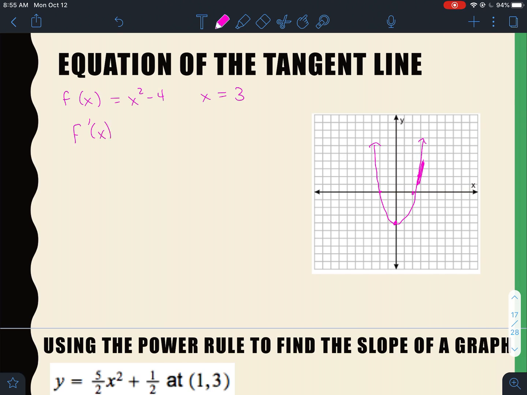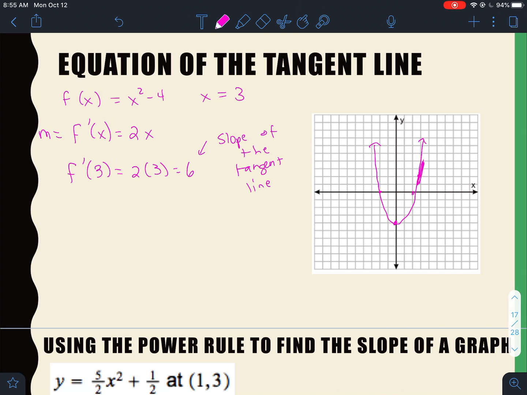So first we need to find the slope of the tangent line. The slope of the tangent line is going to be the derivative. And so the derivative of x squared minus 4 is just 2x. And they wanted me to find it when x is 3. So it's going to be f prime at 3. So 2 times 3 is 6. So the slope of my tangent line is going to be 6. So at x equals 3, the slope of my tangent line is 6.